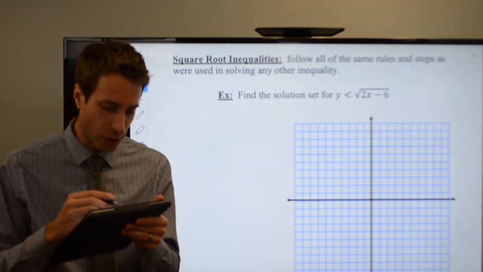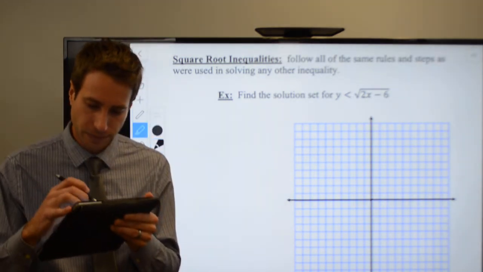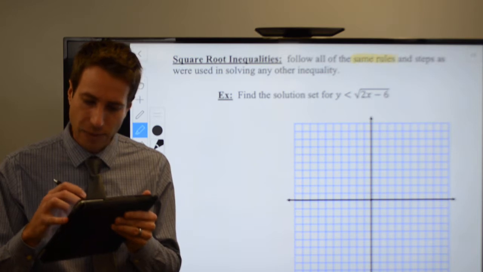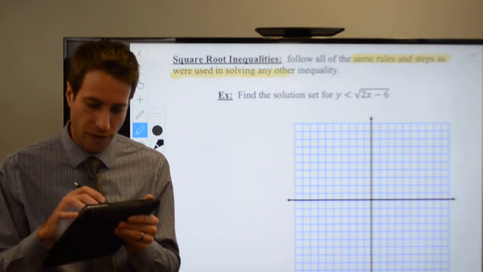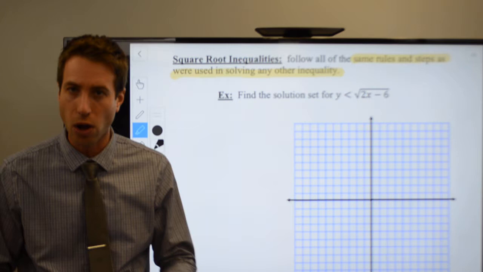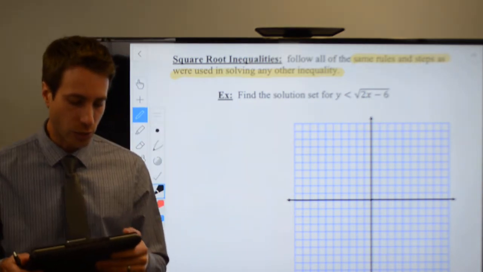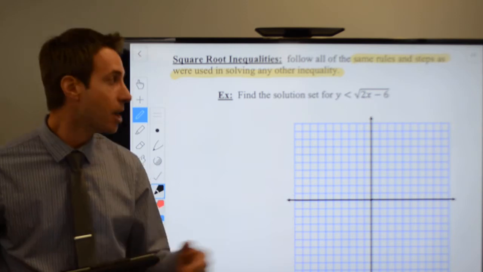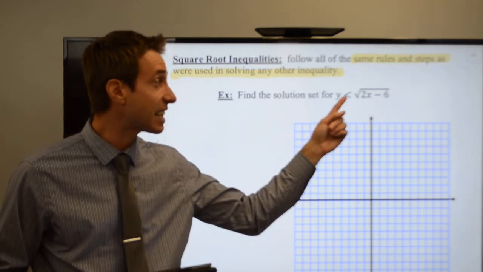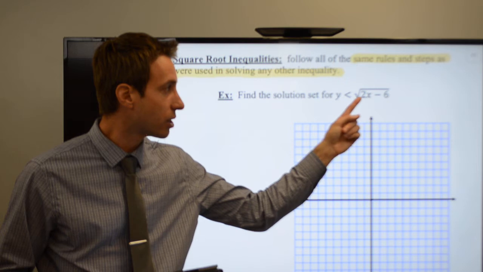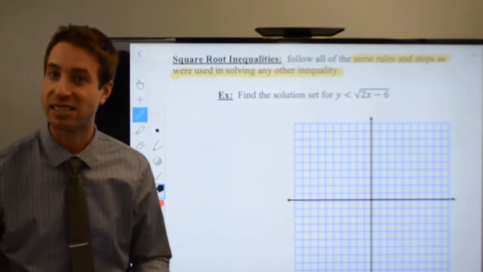Again, let me highlight this for you though, since we are doing inequalities, you will follow the same rules and steps as we used for solving any other inequality. I'll review those rules with you as we go through this. So here we go. Let's jump right into this one. You're given the function y is less than the square root of 2x minus 6.